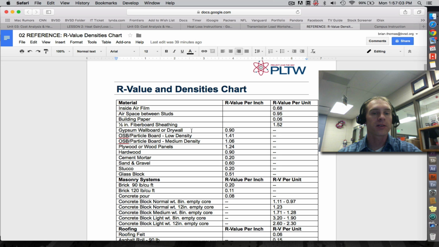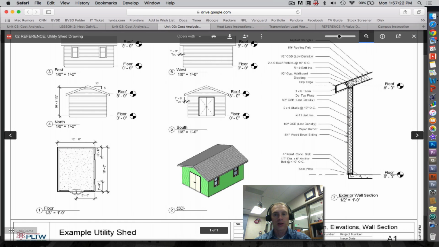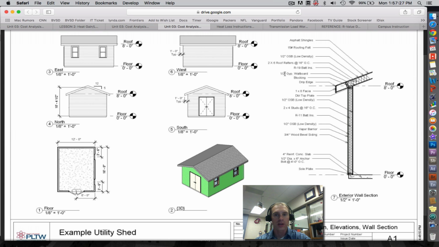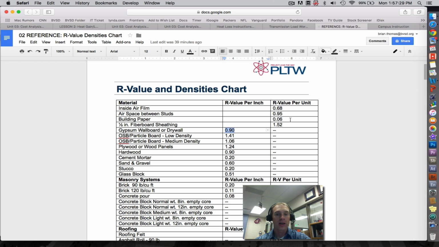So if you're looking particularly for the gypsum wallboard or drywall, it says it's 0.9 per inch. But if we go back to our image or our drawing file and zoom in, you're going to see that the gypsum drywall is only 1/2 inch. So since it's only a 1/2 inch, then that means my R value is only 0.45. So make sure that you multiply this R value by the number of inches that you have, unless it's per unit, in which case you just use this as whatever number is given.